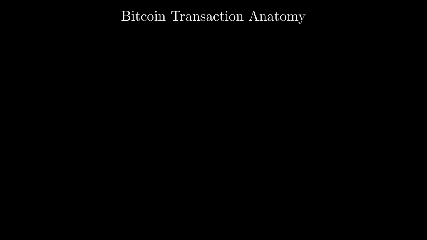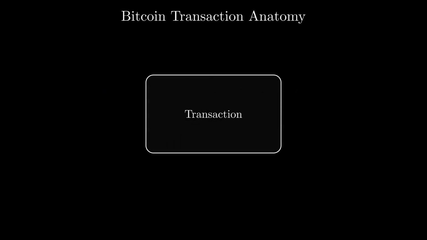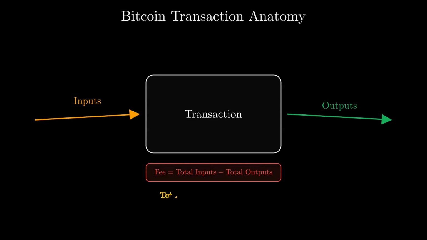Every Bitcoin transaction has two sides, inputs and outputs. Inputs are funds being consumed, outputs are new funds being created. Think of a transaction as a box. Value flows in on the left through inputs and flows out on the right through outputs. One critical rule: the total output value is always less than the total input value. That gap is the fee, payment for including your transaction in a block.